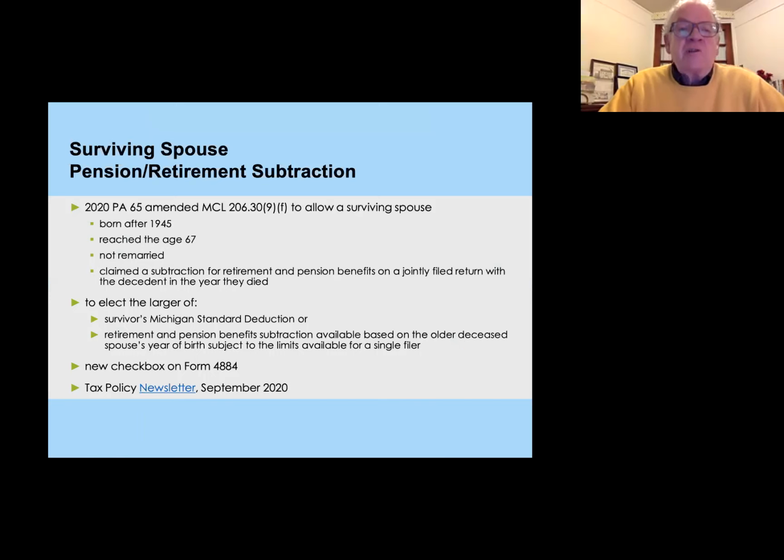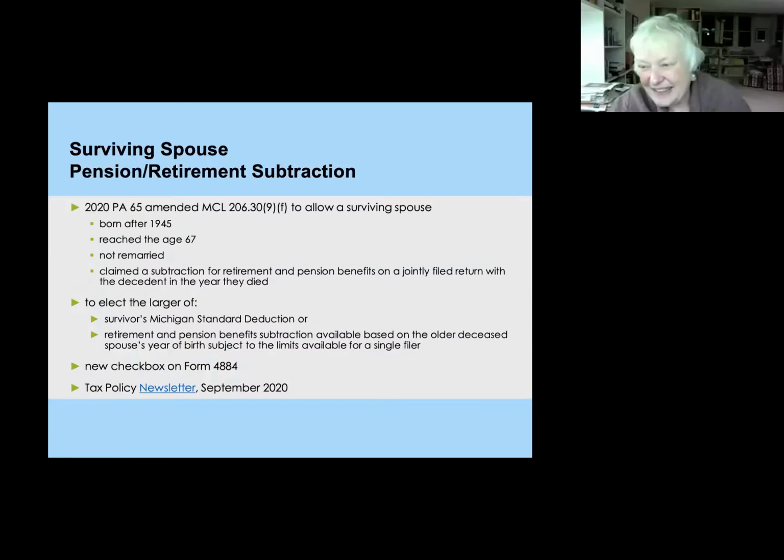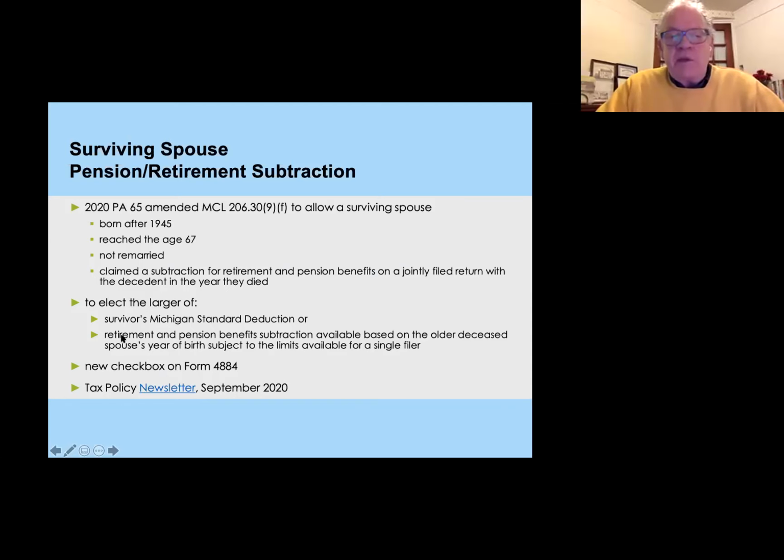This is the surviving spouse wording right out of the Michigan Department of Treasury about that special consideration for a surviving spouse who was born after 1945, not remarried, and claimed a subtraction for retirement and benefits on a jointly filed return in the year the decedent died. Decedent. How do you say that? Decedent. That's it.